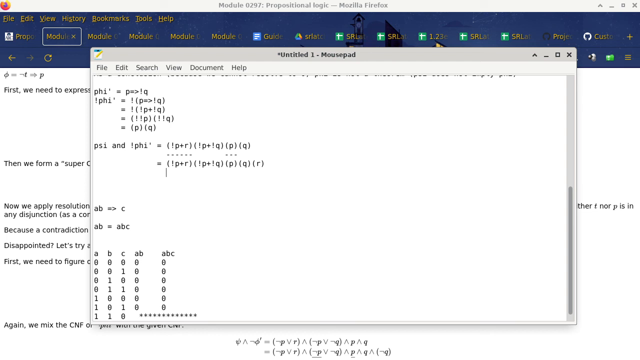Okay? But it's not going to work because even though the first term has a R, the last term also has just a R. If it had a not R, then we can resolve. But since it only has a R, it cannot resolve. So no dice here. So now we have to move on to the second one and try to pair that up with the third and so on.